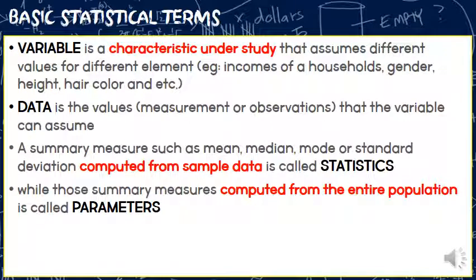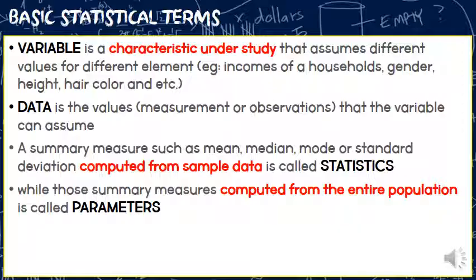Lepas tu kita ada variable. Variable is a characteristic under study that assume different values for different element. You nak study pasal student perceptions towards baby dumping. So, you nak study student perception towards baby dumping, that is your variable. Mungkin dalam tu ada banyak lagi lah pecahan-pecahan dia. Atau tadi saya kata nak buat to determine the average CGPA for students in Alor Gajah. You nak study the average CGPA. So, the CGPA will be your variable.